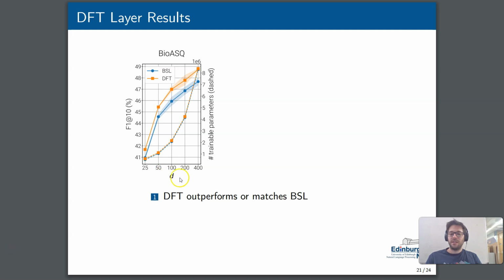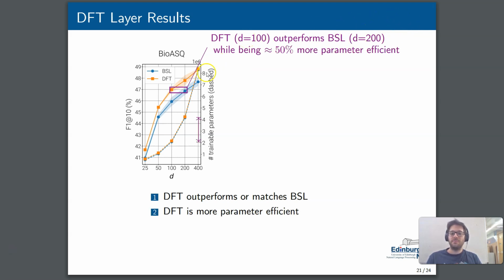And here D is the number of trainable dimensions. And on the right we can see the number of trainable parameters, which is very similar in this case for the two models. As can be seen, if we have D equals 100, we can outperform the BSL for D equals 200. And this means that we can actually replace a BSL that has more trainable parameters with one that has fewer trainable parameters.